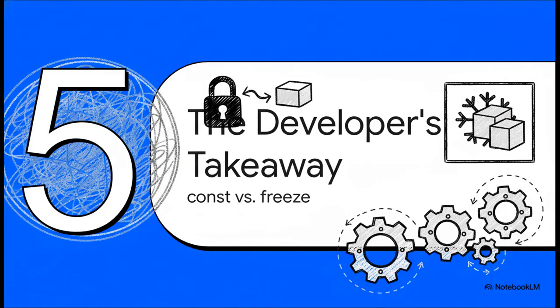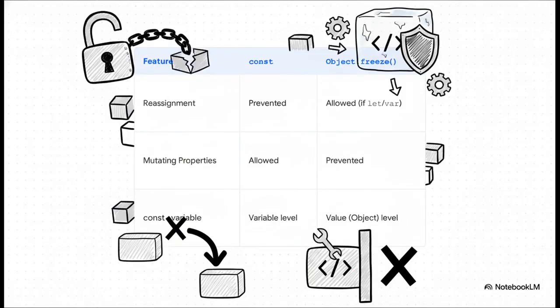All right, let's wrap this all up and get to the final takeaway for you, the developer. We've seen what const is for, what Object.freeze is for, and why it all matters. This table pretty much says it all. Const is all about the variable level. It stops you from reassigning the variable. Object.freeze, on the other hand, works on the value level. It stops you from changing the properties inside the object. They solve two different problems.